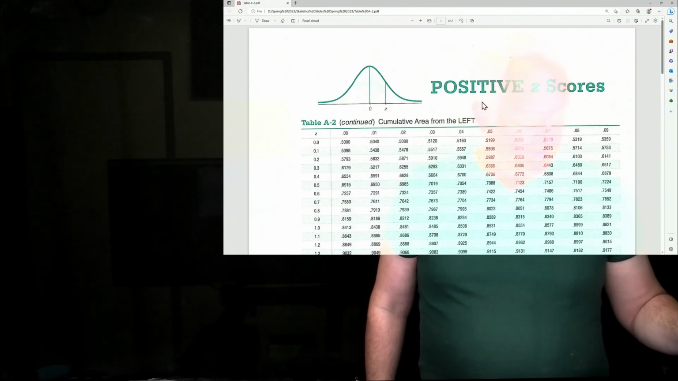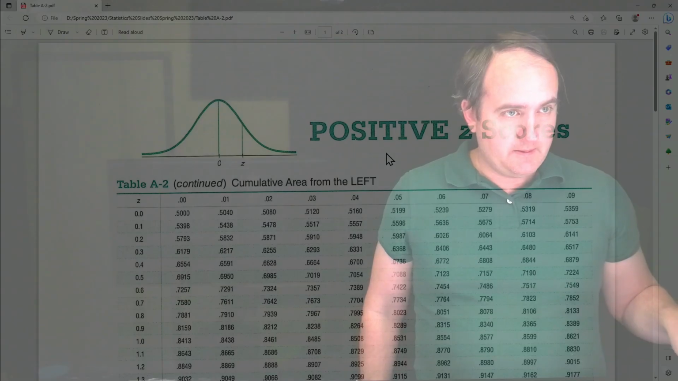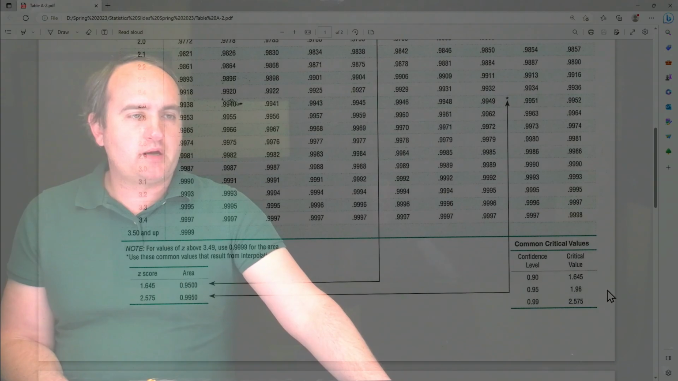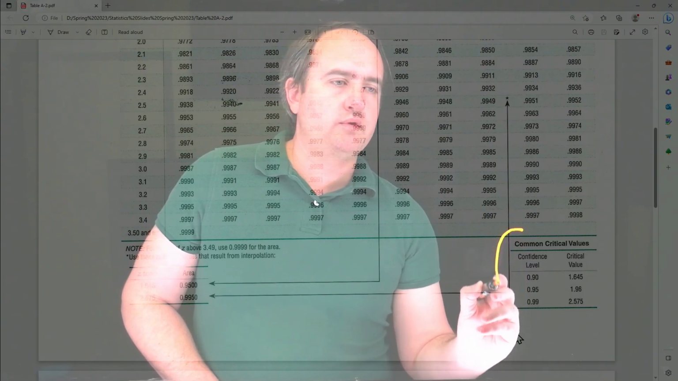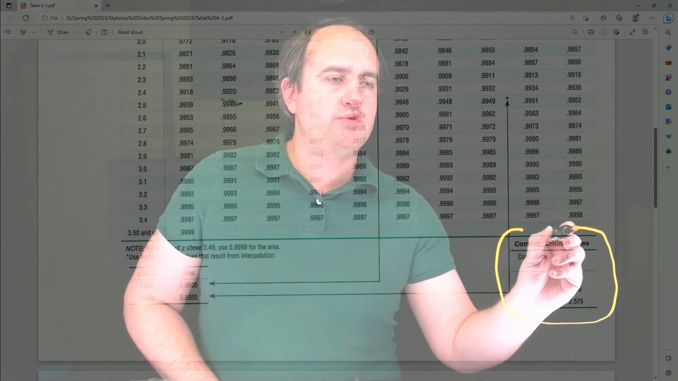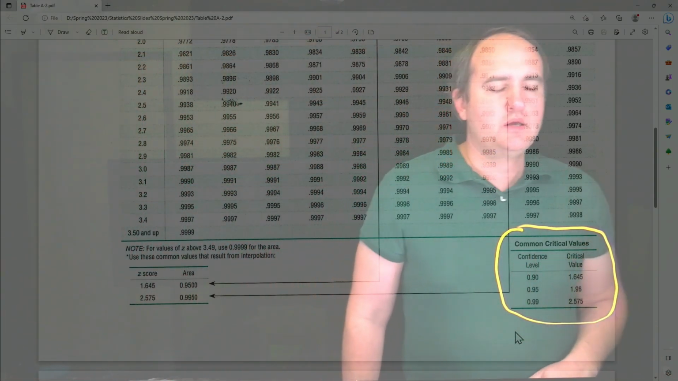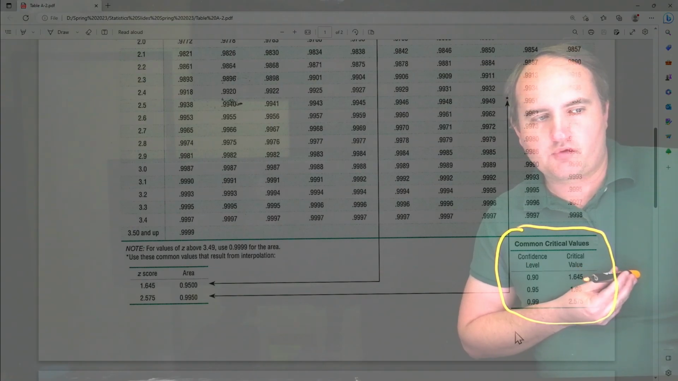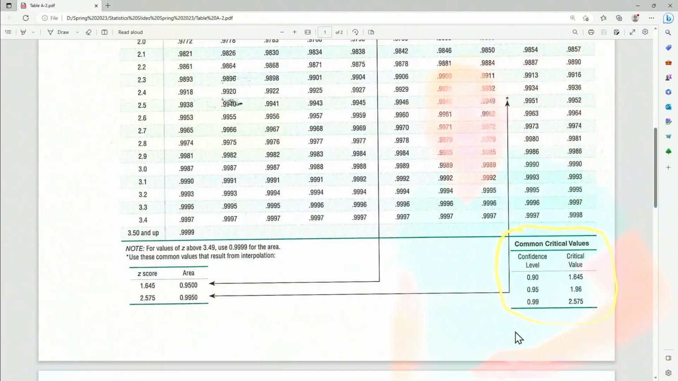positive z-scores, oops, that was not the button I meant to press. If you look on the page that says positive z-scores from table A2, and then we go down to the bottom right corner, here we're going to see we have all of the common critical values. So that whole thing that they were doing where they were drawing the picture isn't really needed. Okay, so you've got them all here. So confidence level of 0.90 gives you a critical value of 1.645. 0.95 gives us 1.96. 0.99 gives us 2.575. So hopefully that's not too bad.